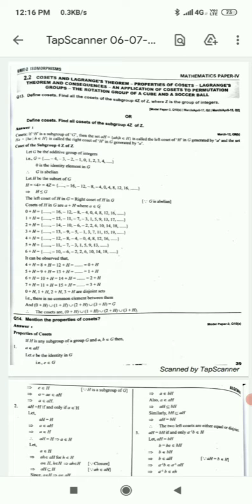So therefore 0 plus H, 1 plus H, 2 plus H, 3 plus H are disjoint sets. That is, there is no common element between them, and 0 plus H union 1 plus H union 2 plus H union 3 plus H equals G. Therefore the cosets are 0 plus H, 1 plus H, 2 plus H, 3 plus H.